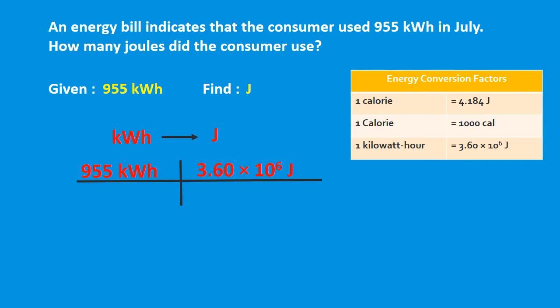And we convert that to joules because we know that there are 3.60 by 10 to the 6 joules in every kilowatt hour. Our kilowatt hours will cancel, which leaves us with 3.438 by 10 to the 9, or since we rounded off to three significant figures, that will be 3.44 by 10 to the 9 joules.